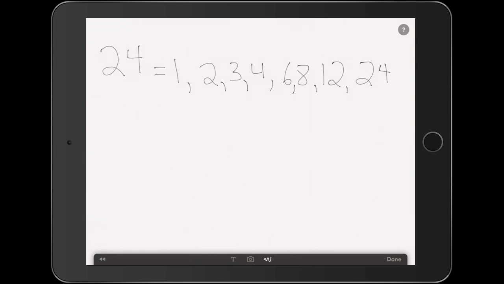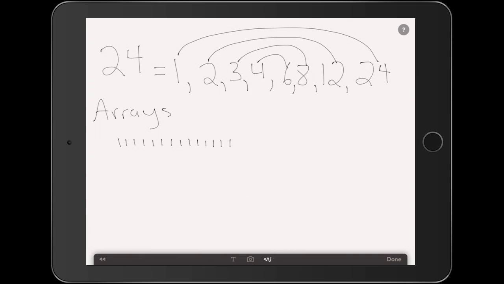Okay, so let's draw the factor rainbows. 1 multiplied by 24, 2 multiplied by 12, 3 multiplied by 8, and 4 multiplied by 6. Once again, we could do arrays. So let's just do some of our arrays. We can do one row of 24. 1, 2, 3, up to 24. 2 rows of 12.